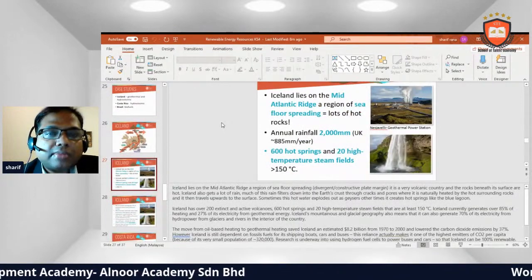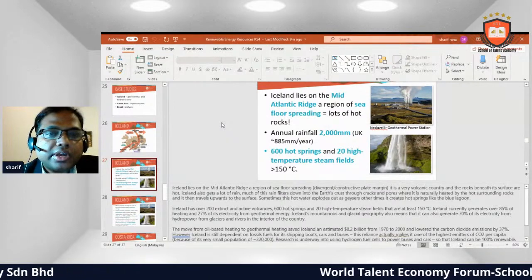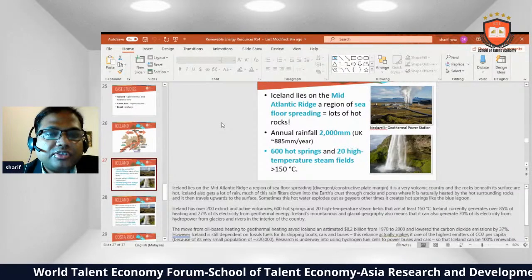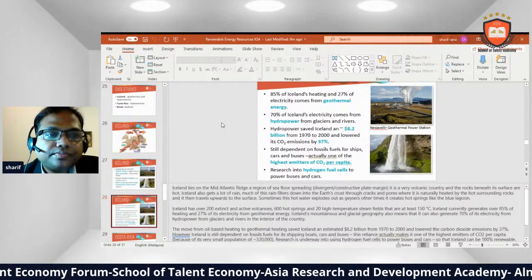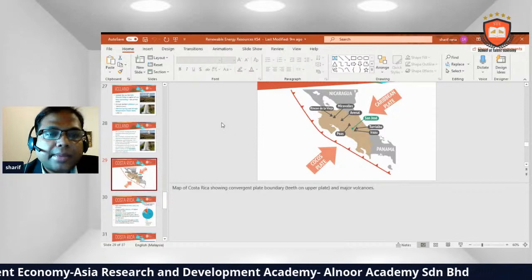So Iceland lies on the Mid-Atlantic Ridge, a region of sea floor spreading with a lot of hot rocks, annual rainfall of 2000 mm, 600 hot springs and 20 high-temperature steam fields. So there are other things happening as well.